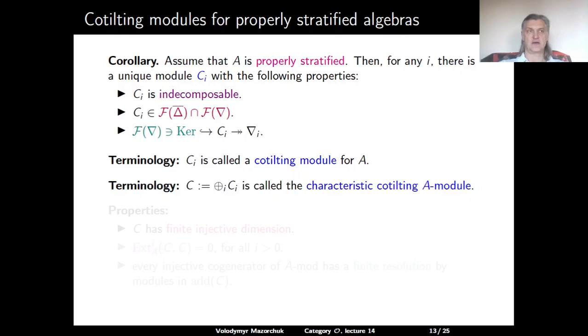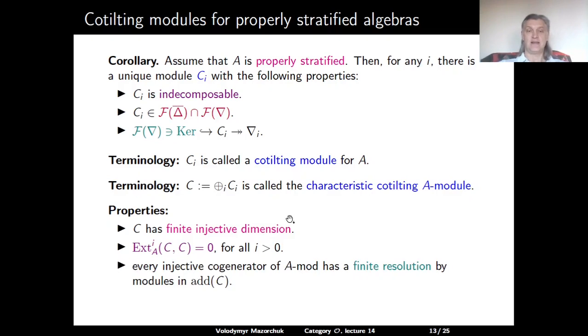And of course, cotilting modules have properties which are dual to those of tilting modules. So C has finite injective dimension. C is homologically orthogonal to itself. All higher extensions from C to C vanish. And every injective cogenerator of A-mod has a finite resolution by modules in the additive closure of C.